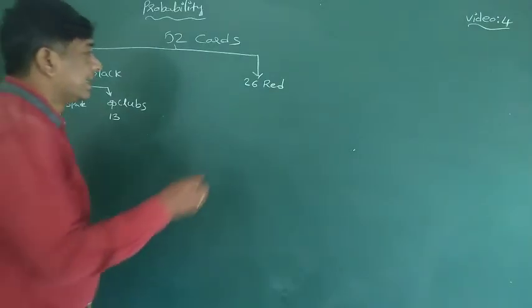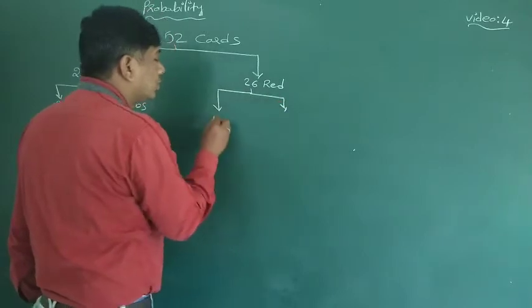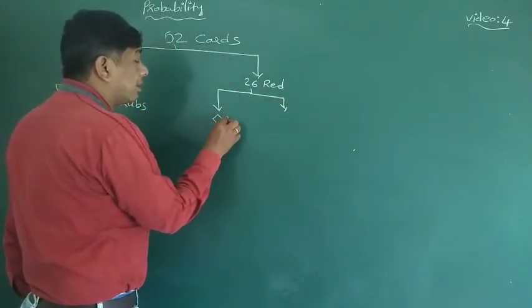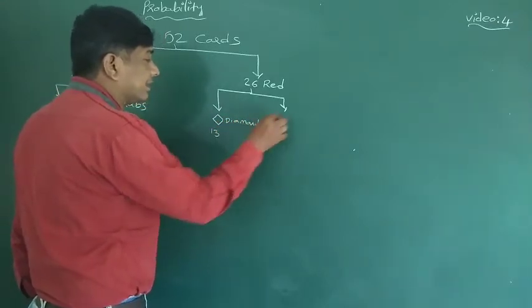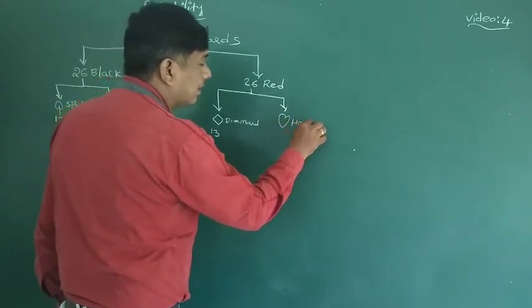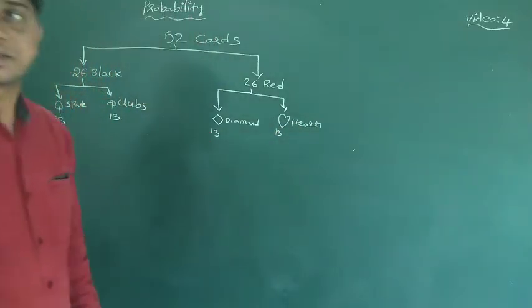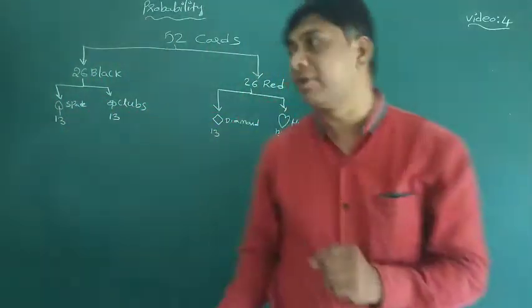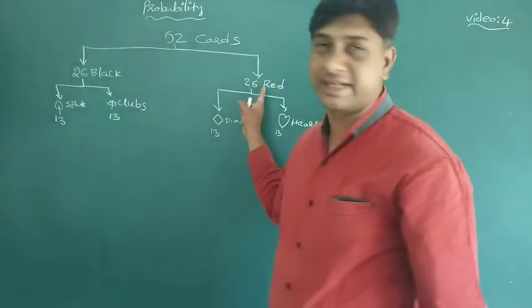2 different types. Again in these red color cards also there are 2 types. One is a diamond, diamond also 13. And the other one is hearts, 13. Okay. There are 52 cards. A deck has 52 cards. In the 52 cards, 26 black, 26 red.